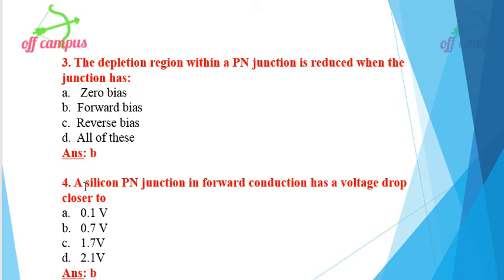Question number 4. A silicon PN junction in forward conduction has a voltage drop closer to 0.7 volt. What is the voltage drop for the silicon PN junction in forward bias? It is option B, 0.7 volt.